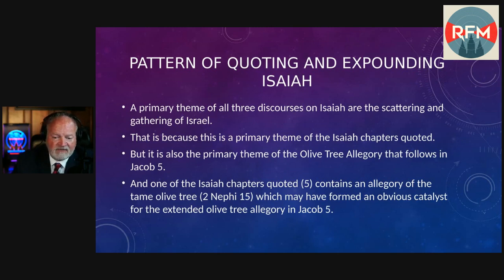Now, a primary theme of all 3 discourses on Isaiah is the scattering and gathering of Israel. That is because this is a primary theme of the Isaiah chapters that are quoted, but it is also the primary theme of the olive tree allegory that follows in Jacob chapter 5. And one of the Isaiah chapters quoted, Isaiah 5, contains an allegory of the tame olive tree, which was reproduced in 2 Nephi 15. We read that one, which may have formed an obvious catalyst for the extended olive tree allegory in Jacob chapter 5.